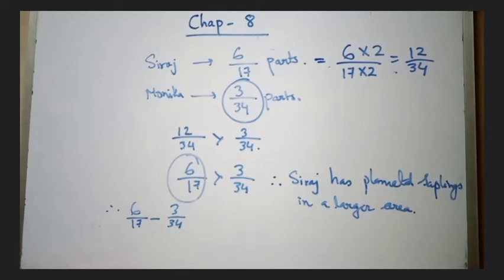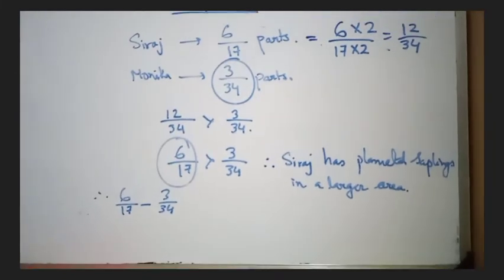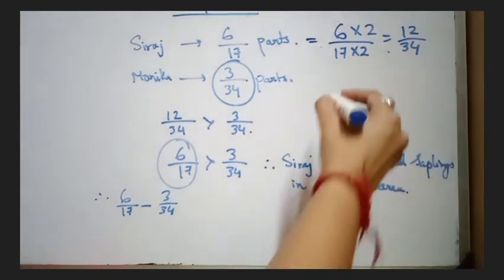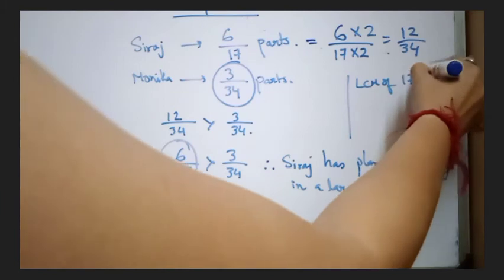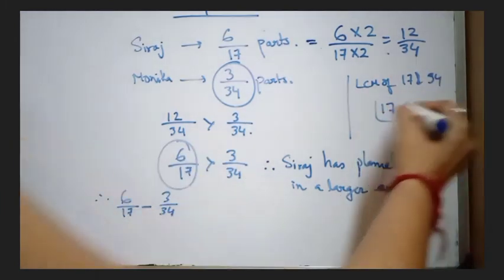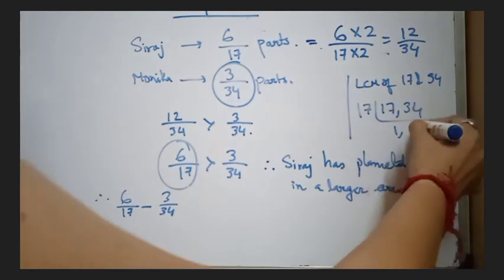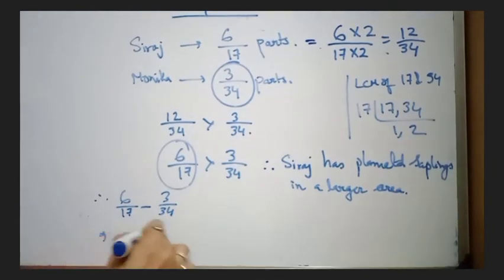Now to subtract them, we have to find the LCM of 17 and 34. Finding the LCM of 17 and 34, we get 17, then 1 and 2, that is 34. So this will be 34.